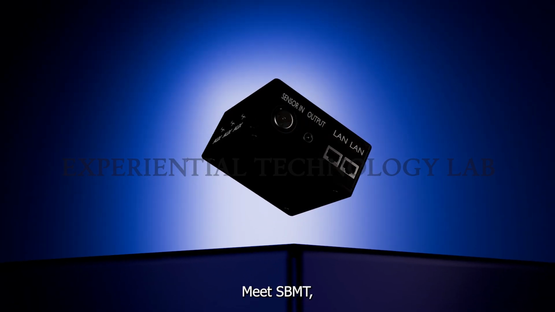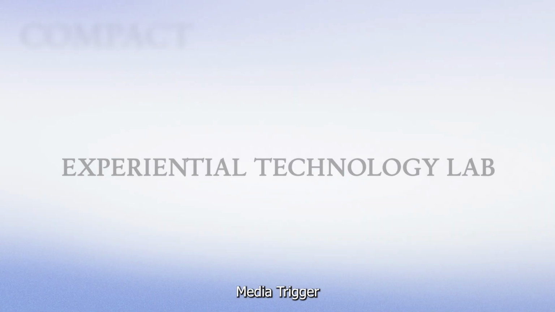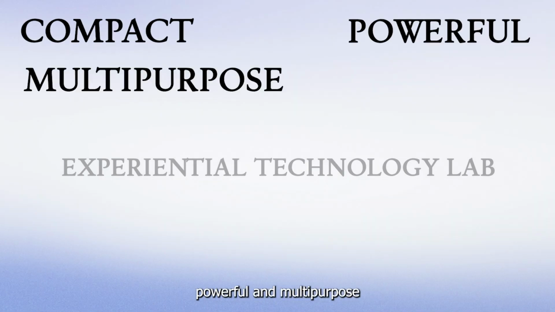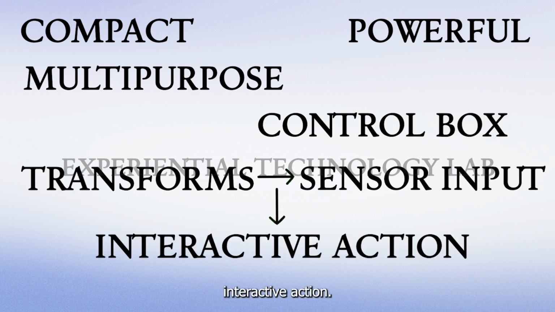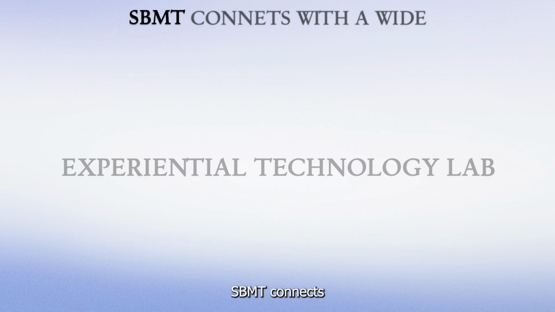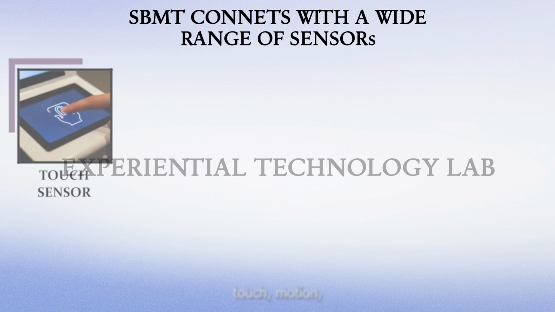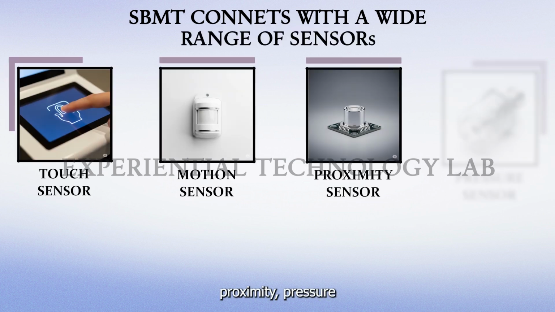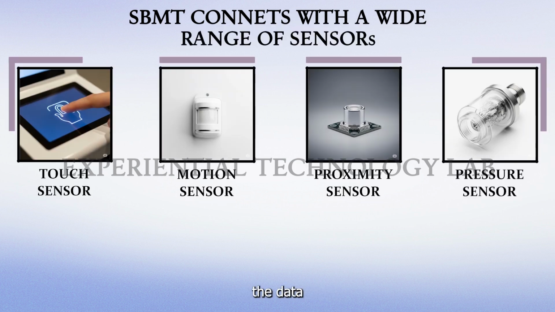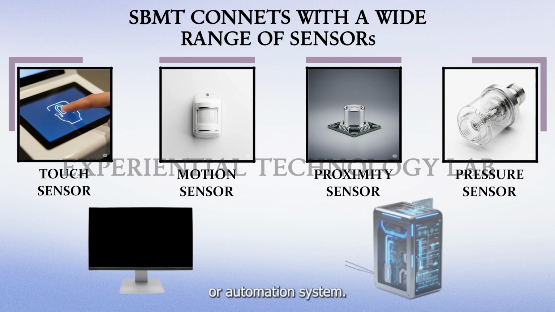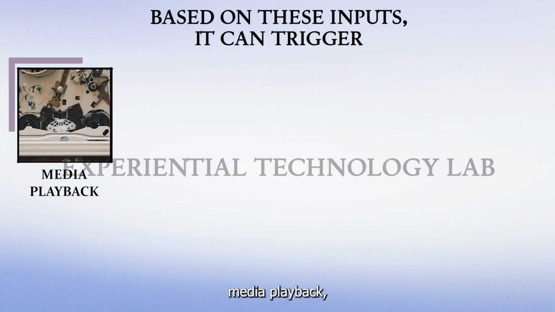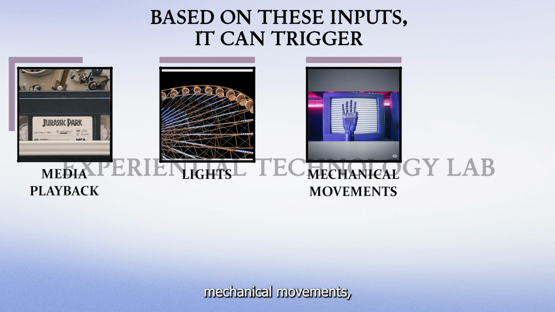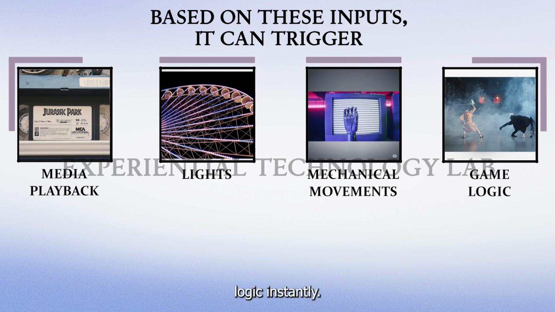Meet SBMT, the sensor-based media trigger, a compact, powerful, and multi-purpose control box that transforms sensor input into interactive action. SBMT connects with a wide range of sensors: touch, motion, proximity, pressure, and communicates the data directly to your computer or automation system. Based on these inputs, it can trigger media playback, lights, mechanical movements, or even game logic instantly.